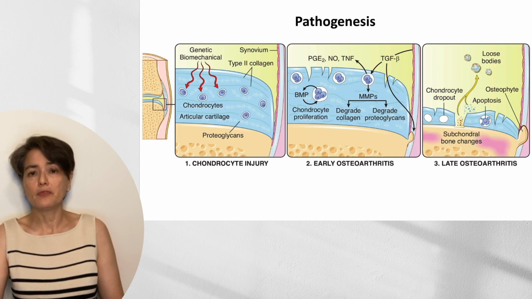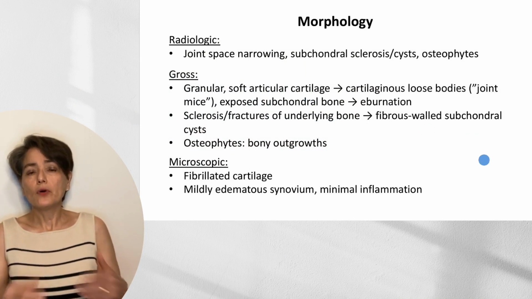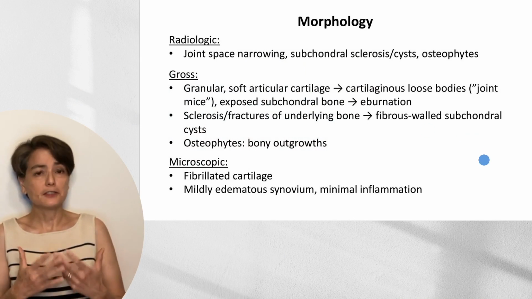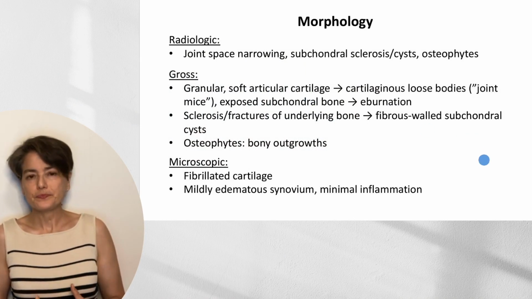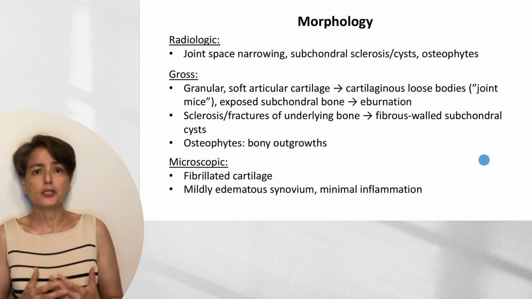We've just covered some of them here. So I'm going to include radiology as part of morphology because it's something we use our eyes to see. And one of the classic features will be joint space narrowing. We can also see subchondral sclerosis, as I mentioned, subchondral cysts, and osteophytes.